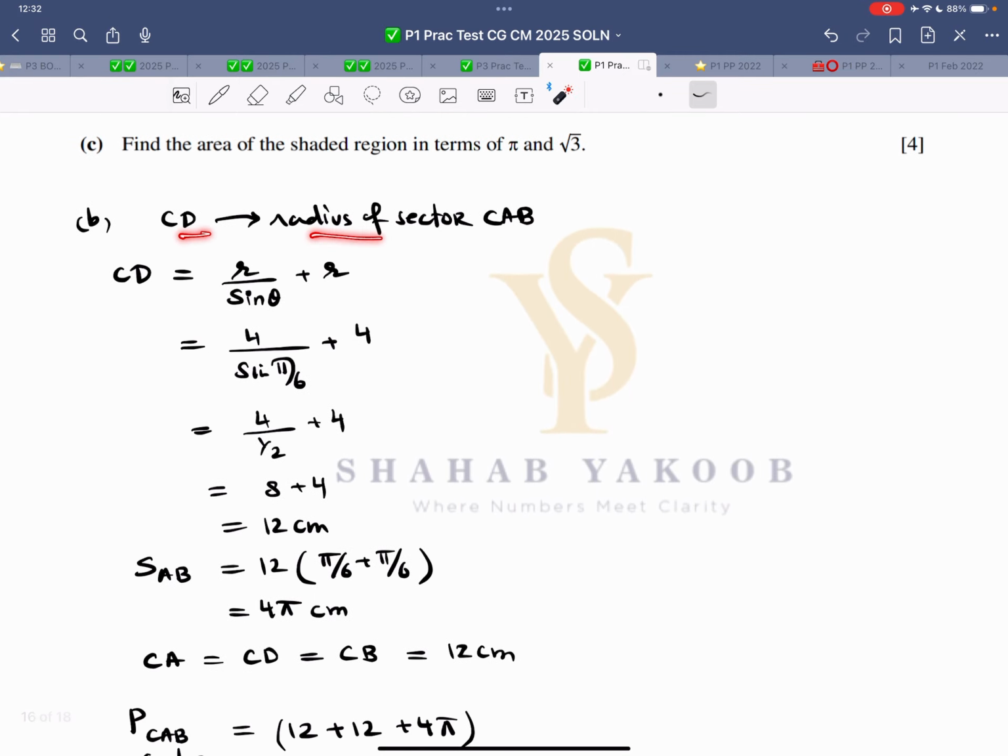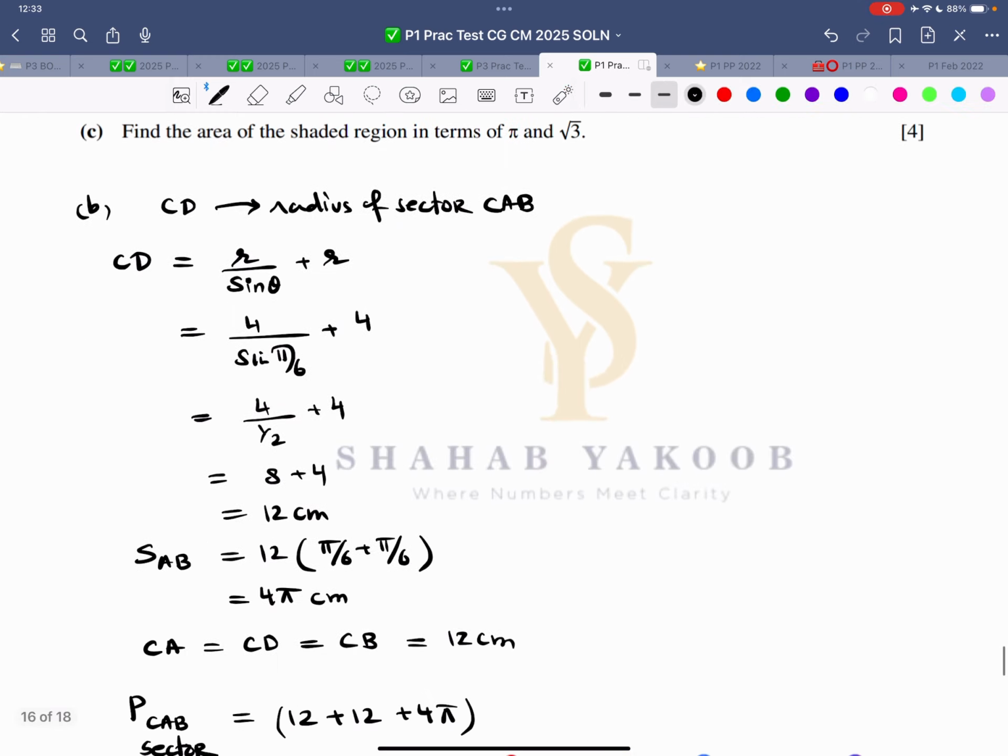So CD is the radius of the sector. CD is R over sine theta, that's 4 over sine of pi by 6 plus R, which is 4. 4 over half plus 4, this comes out to be 12 centimeter. So now first of all, let me write over here CD equals 12 centimeter.